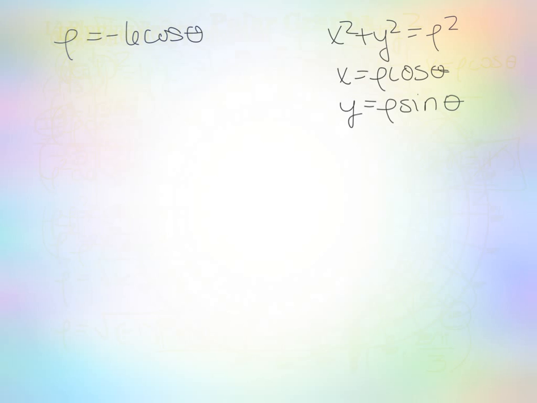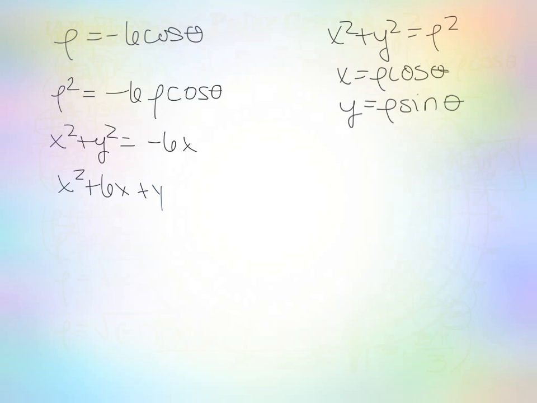And so next we're going to try it the other way. So let's start with rho equals -6 cosine theta. So let's multiply through by rho to get rho squared equals -6 rho cosine theta. Rho squared becomes x squared plus y squared equals -6 times x. Becomes x squared plus 6x plus y squared equals 0. Sorry, that should be 0.